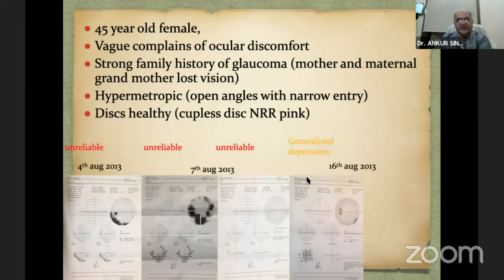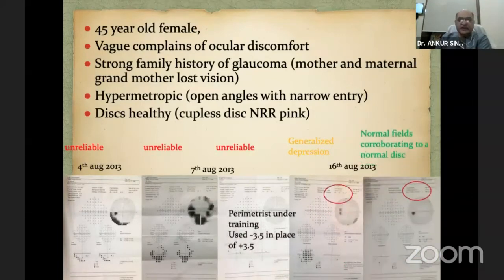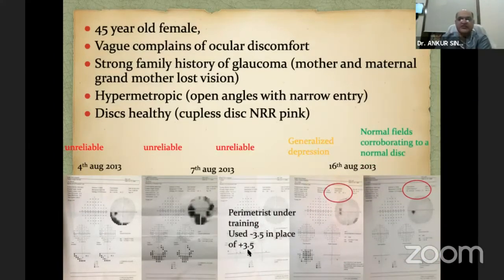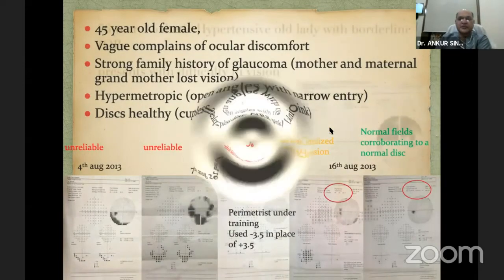So we ordered this patient's visual field when she came to us. We had an absolutely okay visual field, but what I was worried about was this generalized depression here. So I inquired of my perimetrists what they had done. They had put -3.5 in place of +3.5. When this refractive error was corrected, the fields absolutely went back to normal.